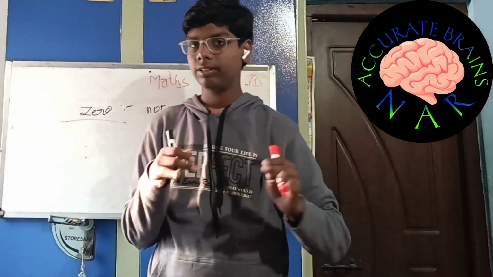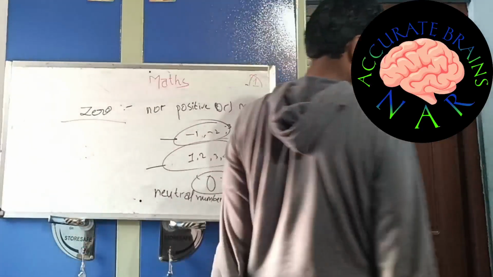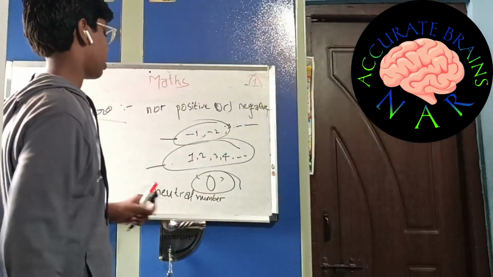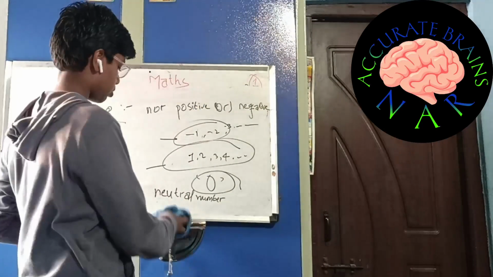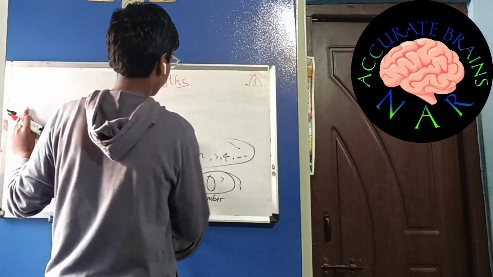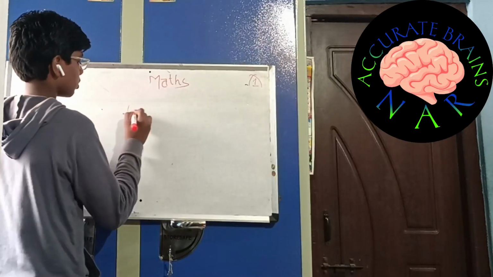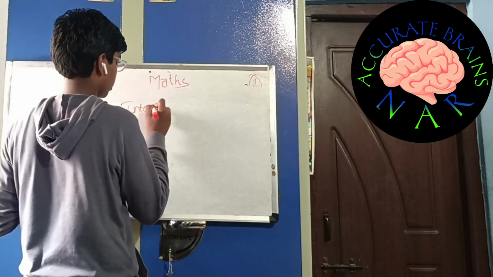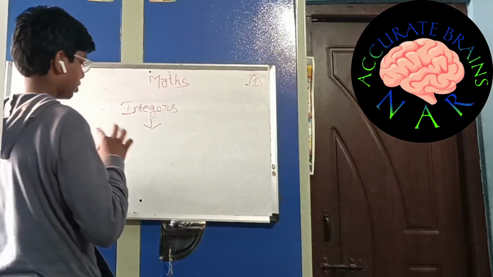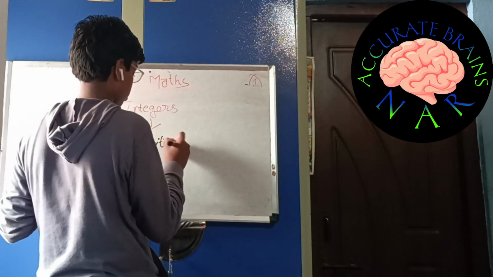So the 0 topic is finished. 0 is nothing but the number which is neither positive nor negative, and it is also called a neutral number, right? Now heading to our integers topic. In integers there are totally 3 topics. So what are the topics in this? First, positive numbers.